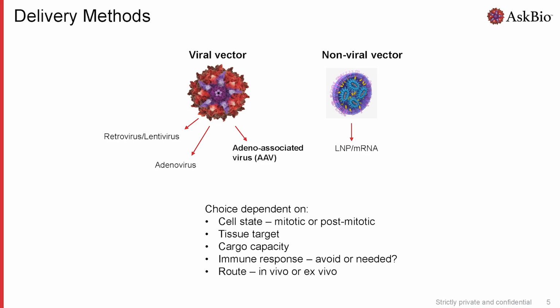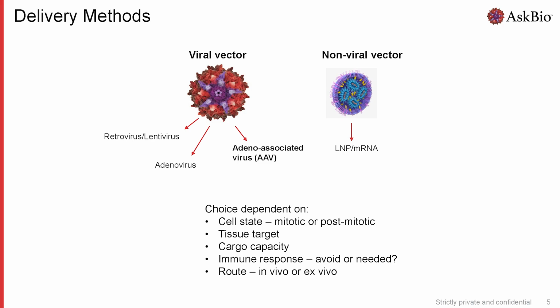So which vector delivery method you choose will be dependent on these things listed at the bottom of the slide here. So the choice will be dependent on the cell state of the cells that you're trying to target, whether they're dividing or non-dividing. The tissue, obviously there's some tissues that are much more easily targeted, like the liver, compared to, say, crossing the blood-brain barrier. You also need to consider the cargo capacity. That will dramatically determine what vector you choose.